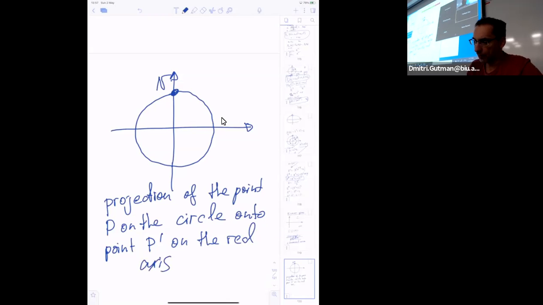And how do I define it? Okay, let me take a point. This will be point P on the unit circle. And how do I project it on the real axis? Very simple. I draw a straight line from the northern pole to the point P. And the point where it crosses the real axis will be called point P prime. It's the projection of the point P on the real axis.